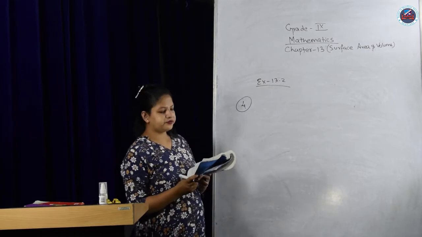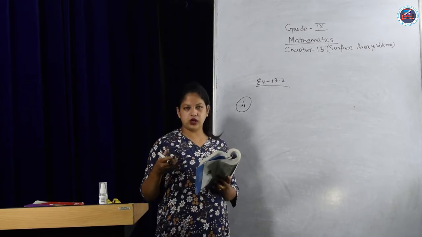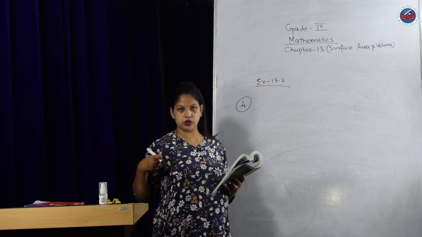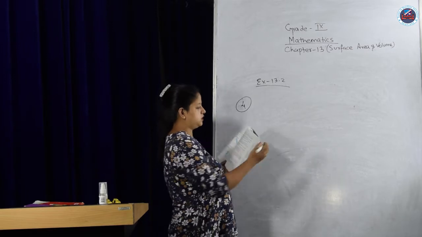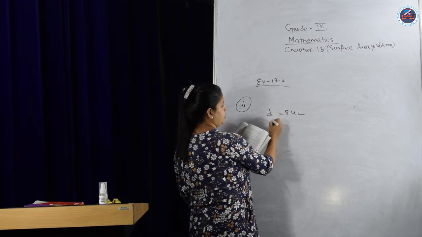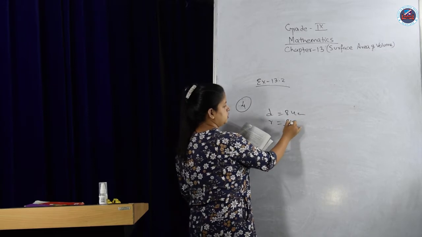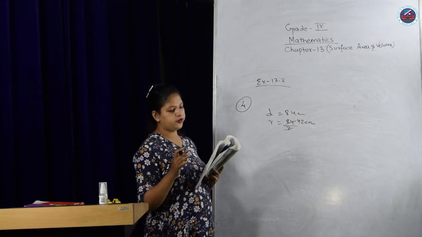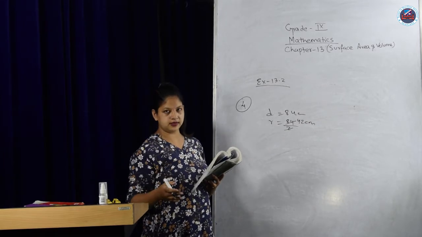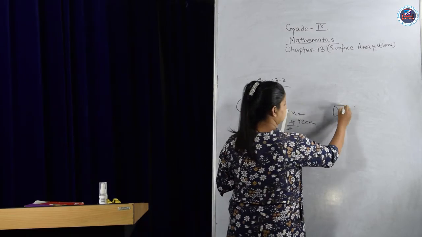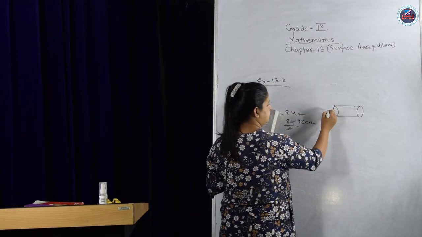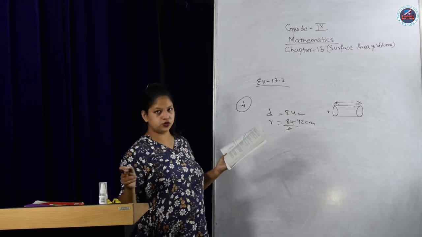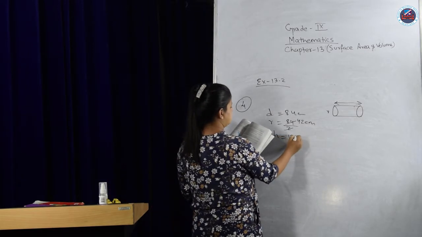It says the diameter of a roller is 84 centimeter. Whenever we call it a roller, it is cylindrical in shape; you might have seen a roller. Diameter 84, so find the radius: 84 by 2 is 42. Its length, since it is a roller, would be like this, and the radius we have found. When we call it length, it is the cylinder's height, so h is given as 120.